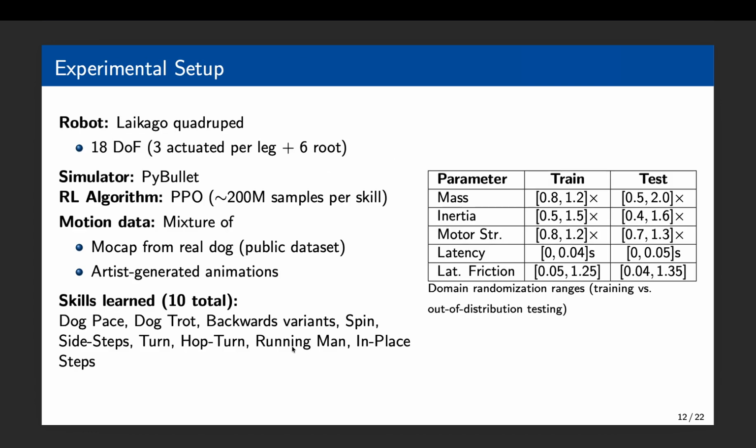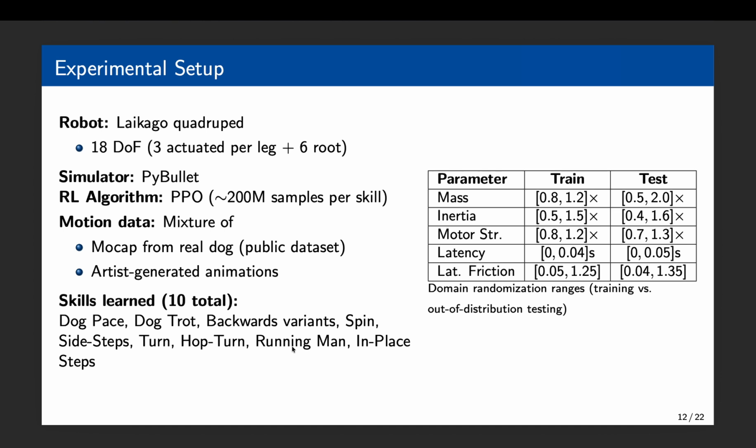Let me now describe the experimental setup. The robot is the Light Cargo quadruped, which has 18 degrees of freedom, 3 actuated joints per leg, plus 6 under-actuated root degrees of freedom. Simulation is done by Bullet. Training uses PPO with around 200 million samples.